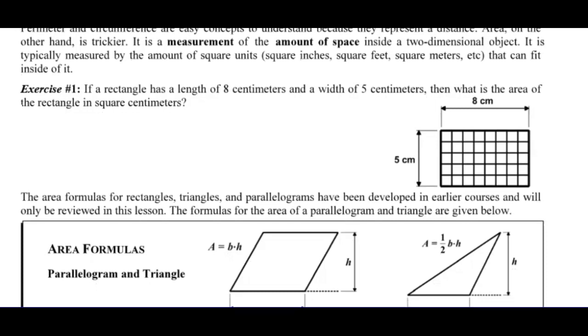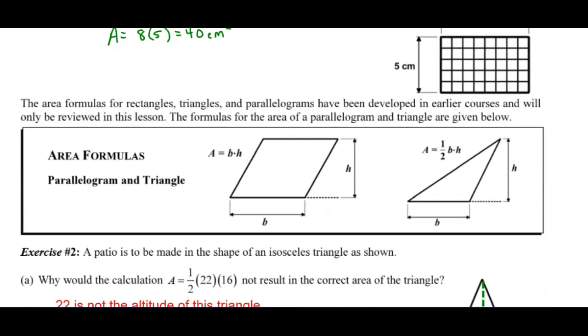We have a rectangle. We know that a rectangle can be determined by just calculating length times width. So if I go to do the area of this rectangle, it is simply going to be 8 times 5, which gives me 40 centimeters squared. Okay, not even going to spend any more time on that.